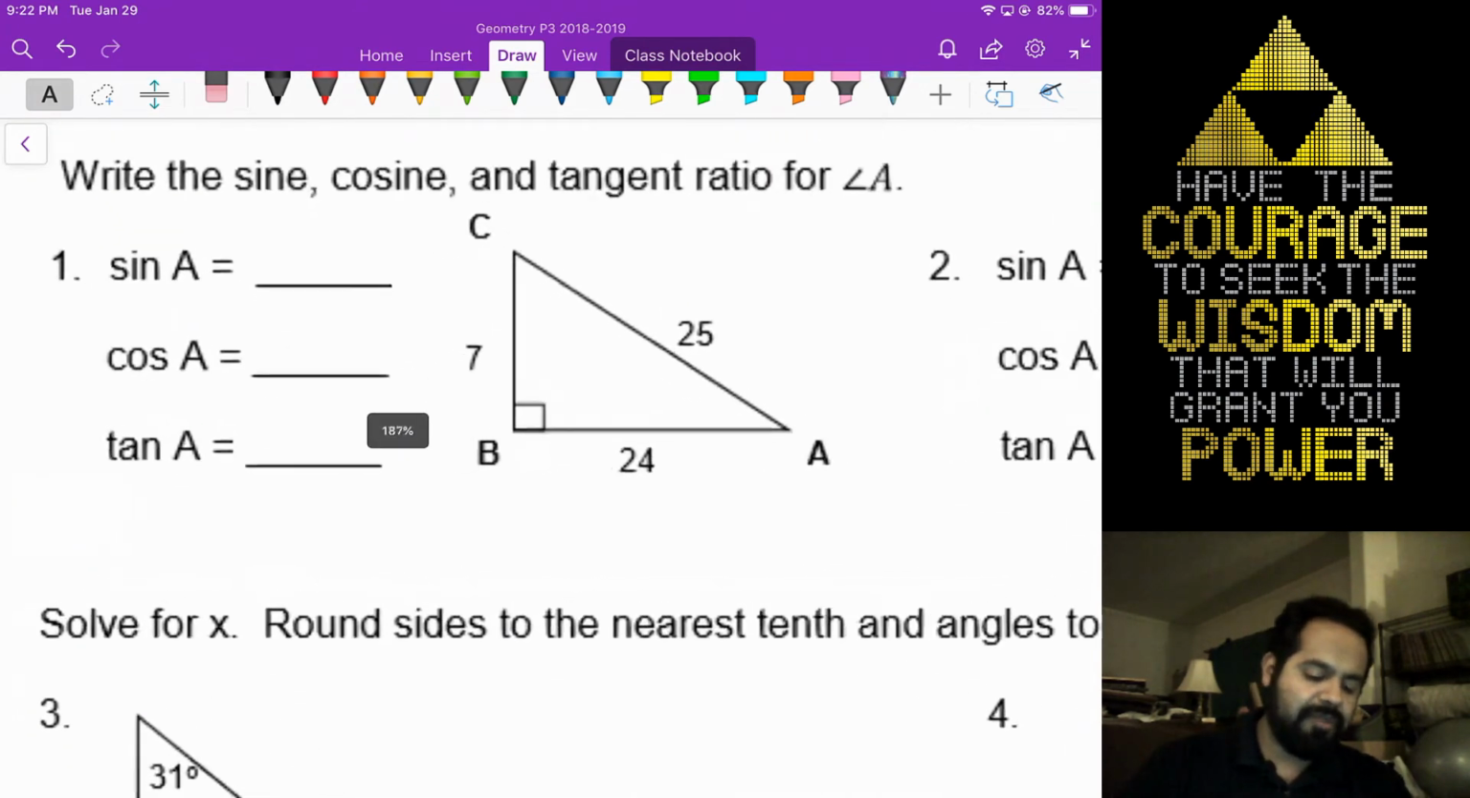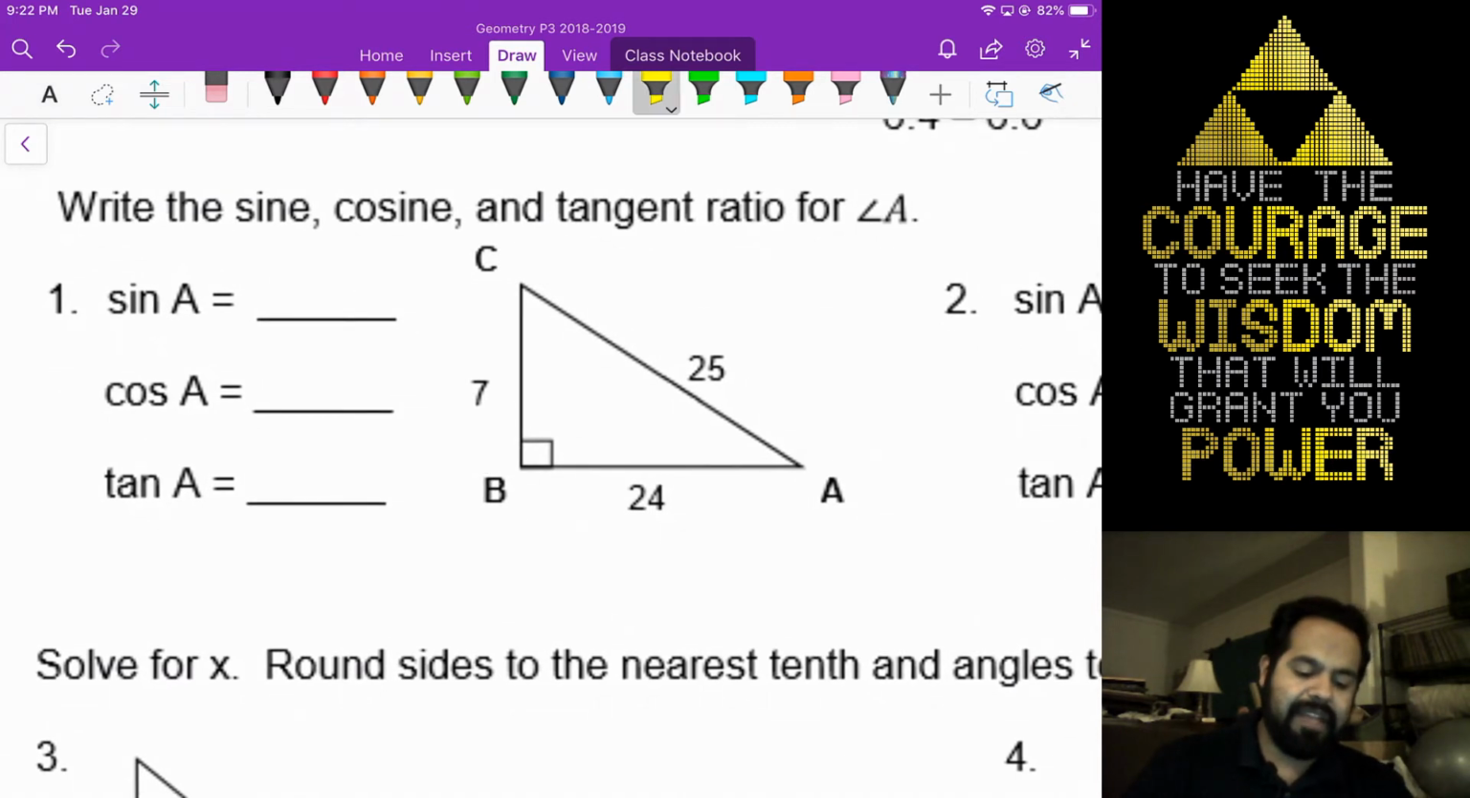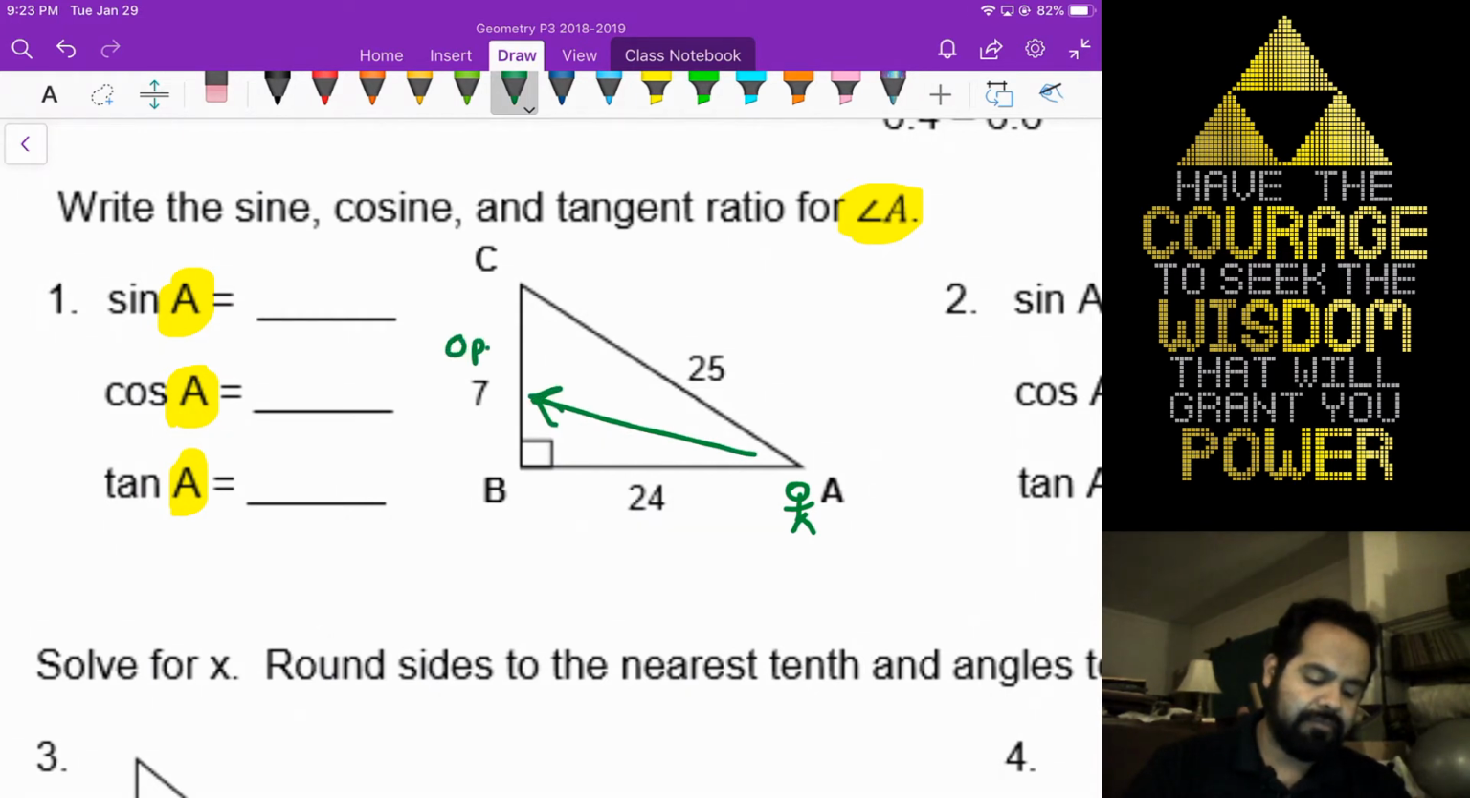So number 1, we're just writing trig ratios. Right here it says write it for angle A. Whatever angle they tell you to, that's the corner you're going to stick your little stick figure in. Okay, so with respect to here, that's our opposite. This 24 is adjacent to us. And then the right angle points to your hypotenuse.